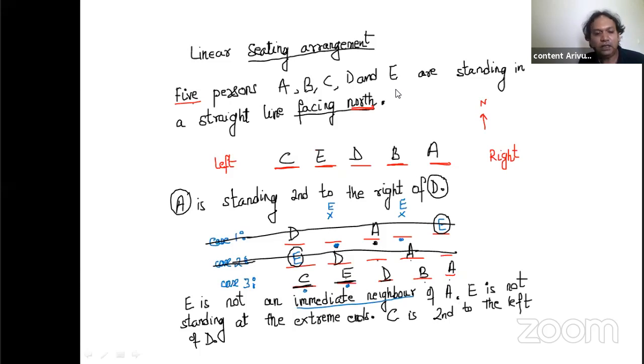So this is what linear seating arrangement is all about. Seating arrangement in line. Focus on how we interpret phrases like second to the right, second to the left. What is the meaning of immediate right, immediate left, immediate neighbor? So these things we have to keep in mind.